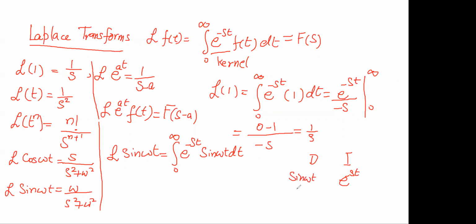Okay, so I differentiate sine omega t, it will be omega cosine omega t, and I differentiate it one more time. So it will be minus omega square sine omega t. Okay, so it will be e power minus st over minus s, and then again the integral, it will be e power minus st over s square. Okay, now it will be a plus sign.